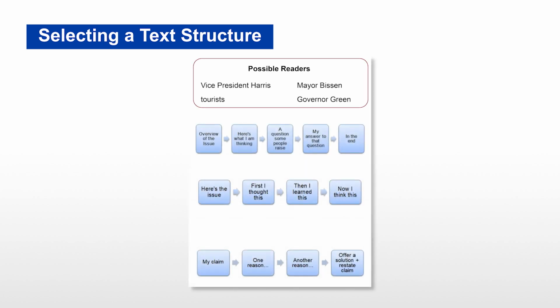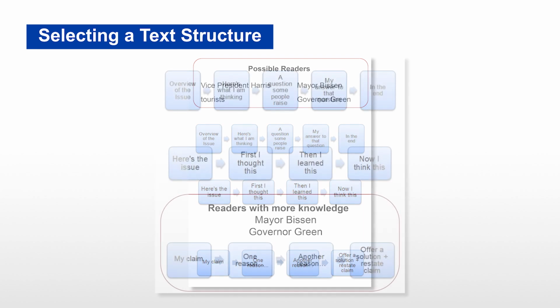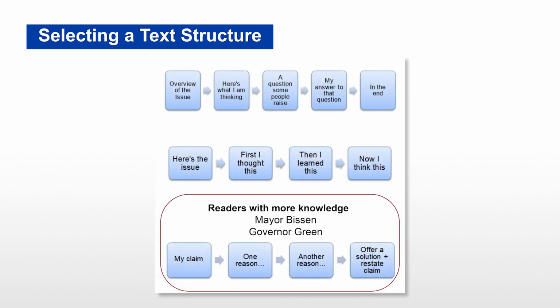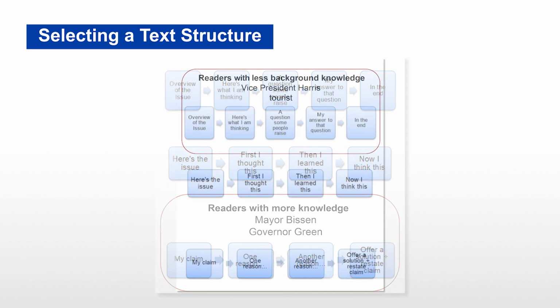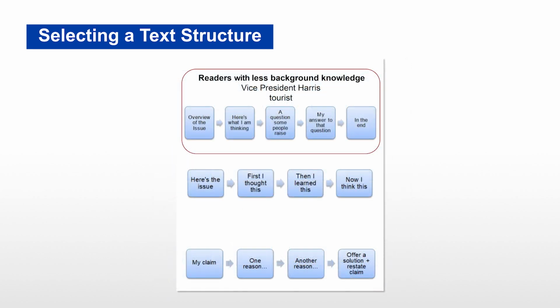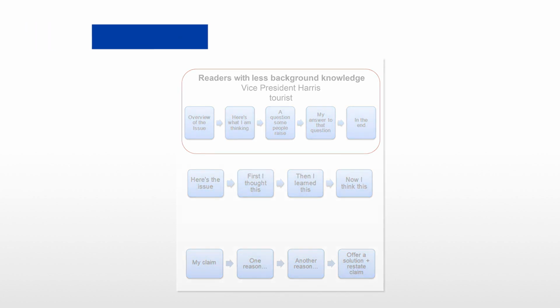Knowing who you're writing to will help you select the text structure that best meets your readers' comprehension needs. Some readers have more knowledge about tourism, whereas other readers will need more of an overview of the issue first, especially if they do not know a lot about Hawaii's tourism.